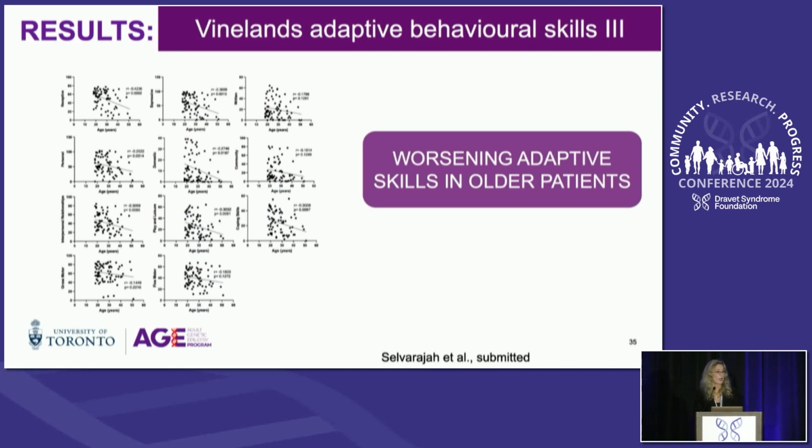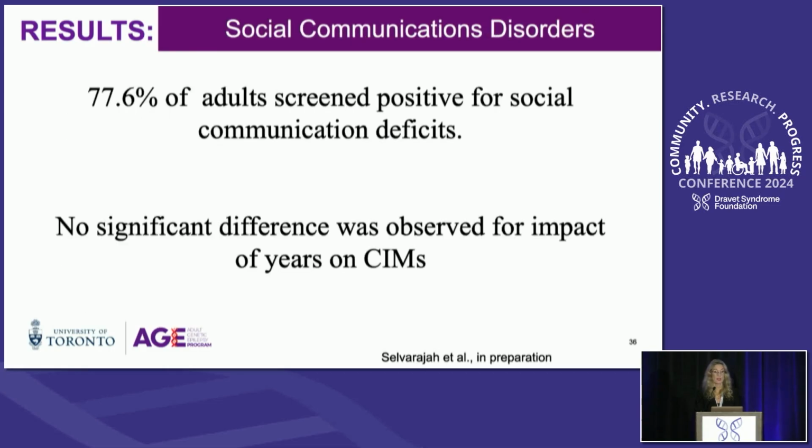We also look at adaptive skills, and again, it was worse in the older patients. Remember this morning, Dr. Birol talked about autism and how it might be underreported. So we used something called the Social Communication Questionnaire, which is not the official test to say someone has autism, but it's something that we use to screen patients that are at high risk for autism.